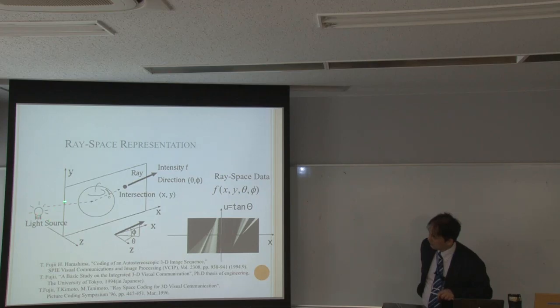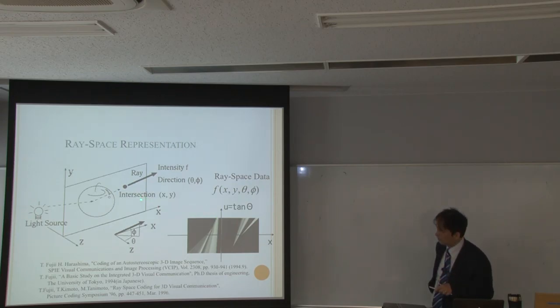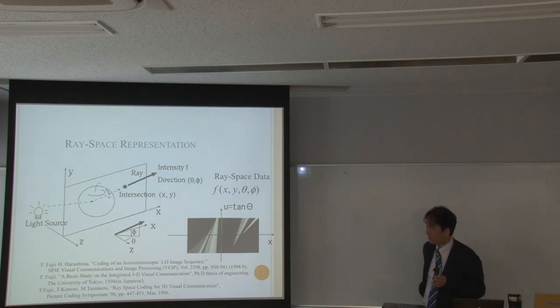A light source emits light, and an object reflects the light. And we virtually consider this reference plane here, z equal to zero. This light ray comes to this point, goes through this point and is emitted in this direction. We parameterize this light ray using four parameters. First is the intersection of this reference plane and this light ray, x, y. And then this light ray goes in this direction, and we parameterize this direction using two parameters, theta and phi.